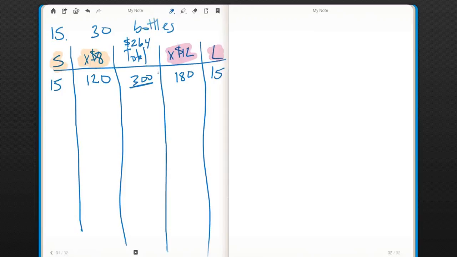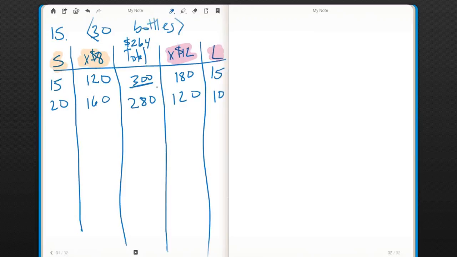How do I spend less? Well, I need fewer big bottles and I need more smaller bottles, because remember, my total is going to add up to 30 bottles. So if I need the total amount to go down, I need to buy less expensive things and more cheaper things. So if I go down to 20, I have 20 times 8 is 160, and 10 times 12 is 120, and that gives me 280. That was good. I went in the right direction. I'm closer, but I'm not there yet.